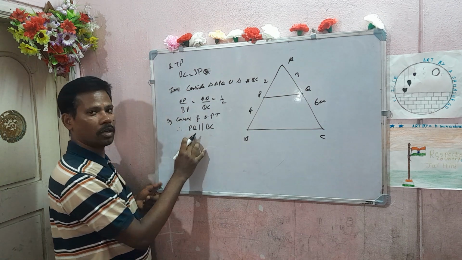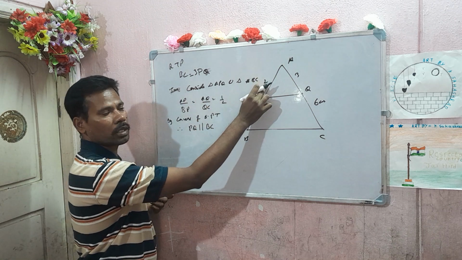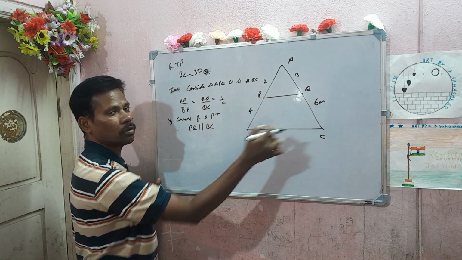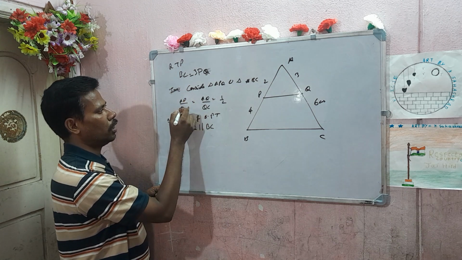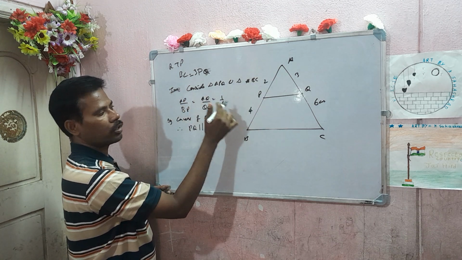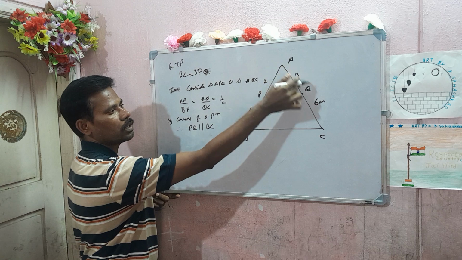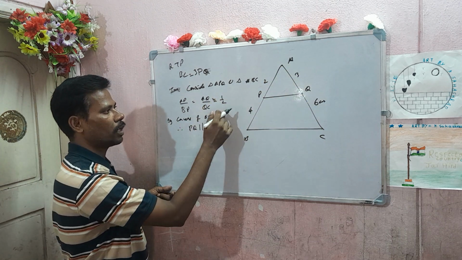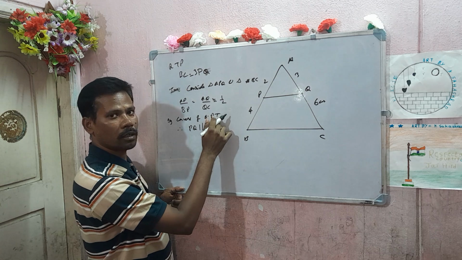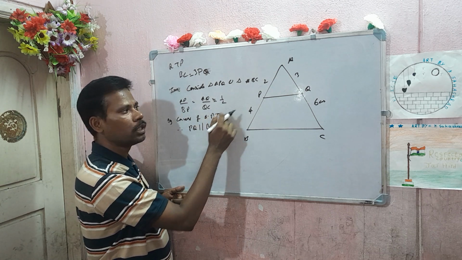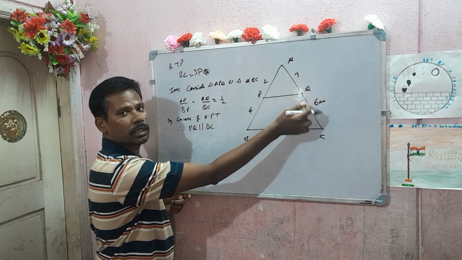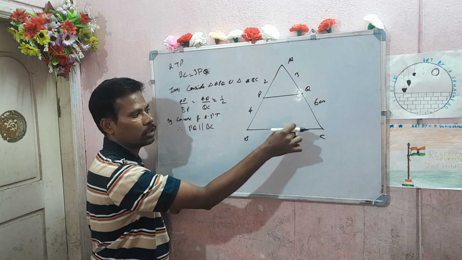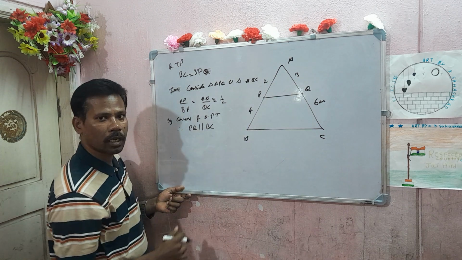Therefore, are you getting my point? AP is equal to 2 given, PB is equal to 4 given, AQ is equal to 3 given, QC is equal to 6 given. So AP by PB is 2 by 4, which is half. AQ by QC is 3 by 6, that I am writing directly as 1 by 2. So by the converse of BPT, what is the converse of BPT? If a line divides the other two sides in the same ratio, then that line is parallel to the third side. These are the other two sides, this is the third side. Therefore PQ is parallel to BC.